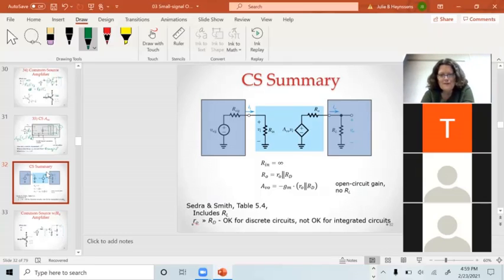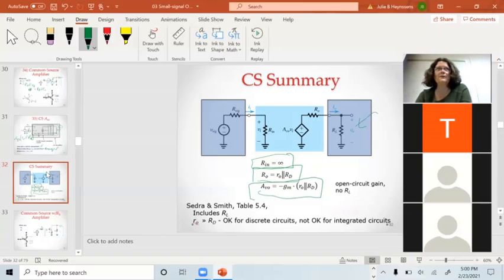So if I have a common source amplifier, my input resistance is infinity. My output resistance is RO in parallel with RD. My voltage gain is GM times RO in parallel with RD. But now I look at this circuit, there is no RD and there is an RL.